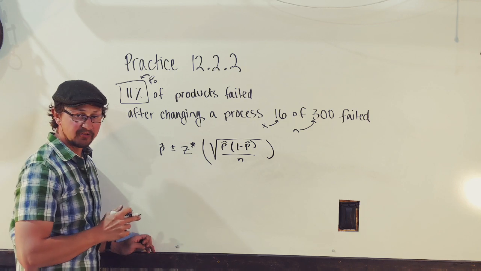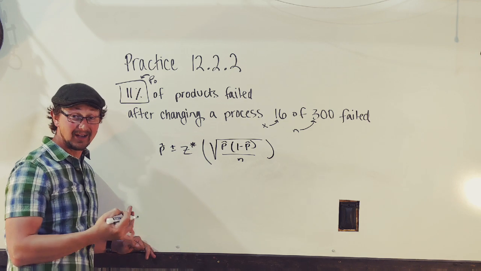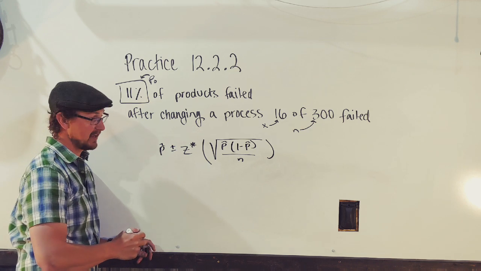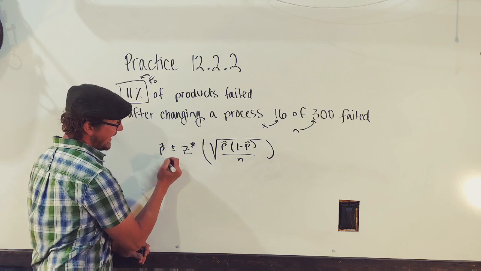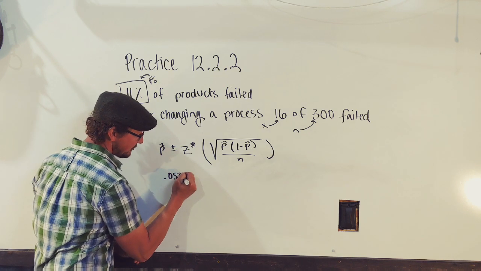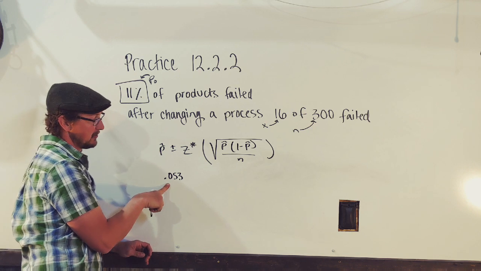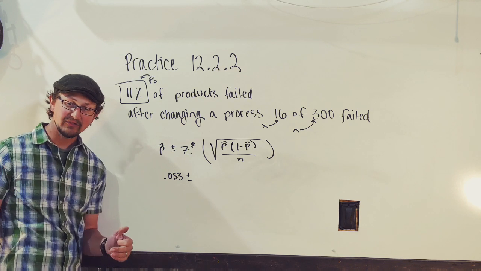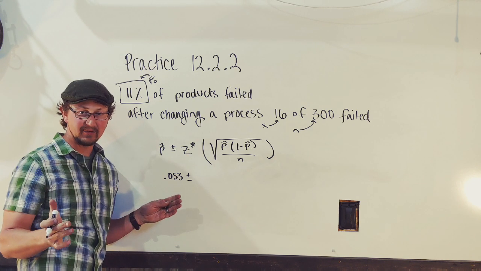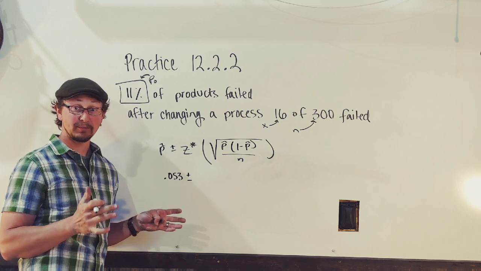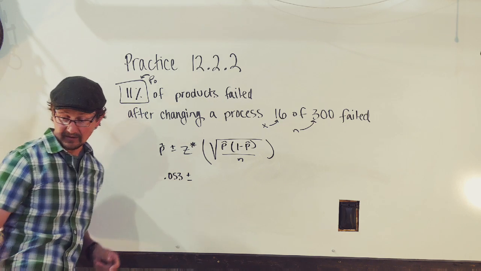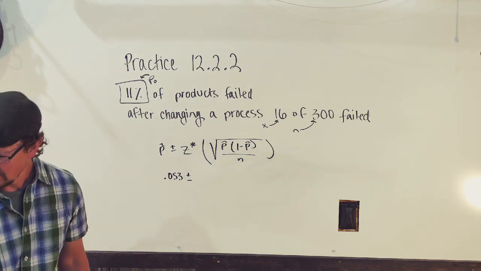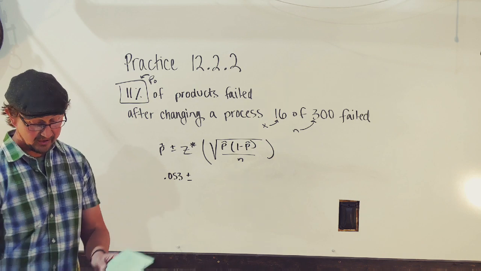All right, I'm just going to dump some numbers in here and we'll run the calculation again on my calculator, because it's a lot of button pushing, a lot of opportunities to make mistakes otherwise. So p hat was 0.053. That was my sample failure rate. Plus or minus z star. Z star is how many standard deviations up and down we need to be in order to capture a certain percentage of the population.